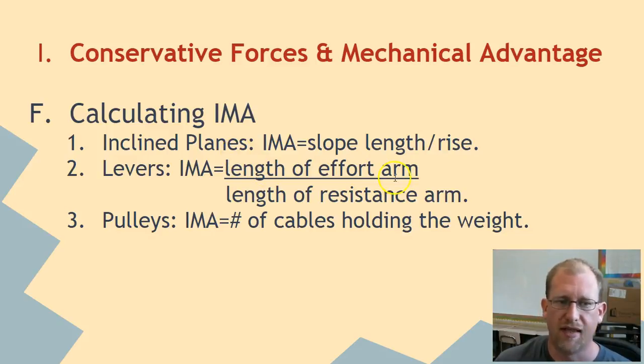For a lever, it's the length of the effort arm divided by the length of the resistance arm, and that will calculate the ideal mechanical advantage there. For a pulley, it's just the number of cables holding the weight. Okay, so let's look at examples of all three of these.